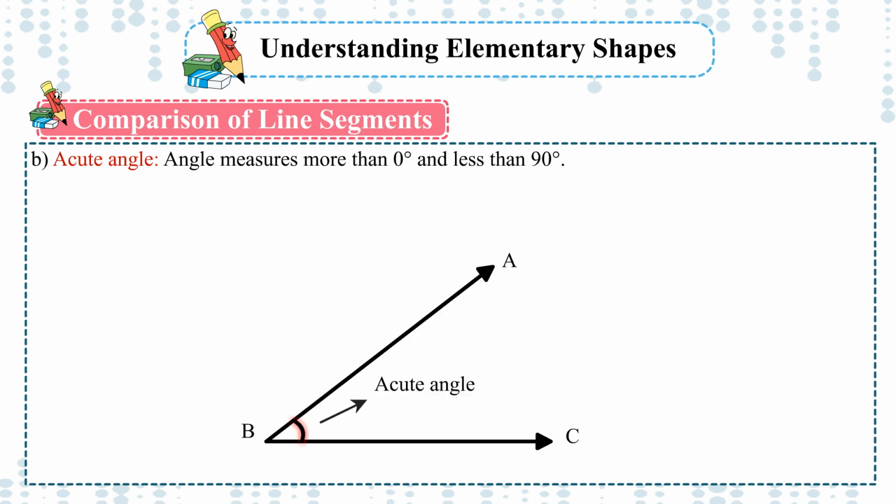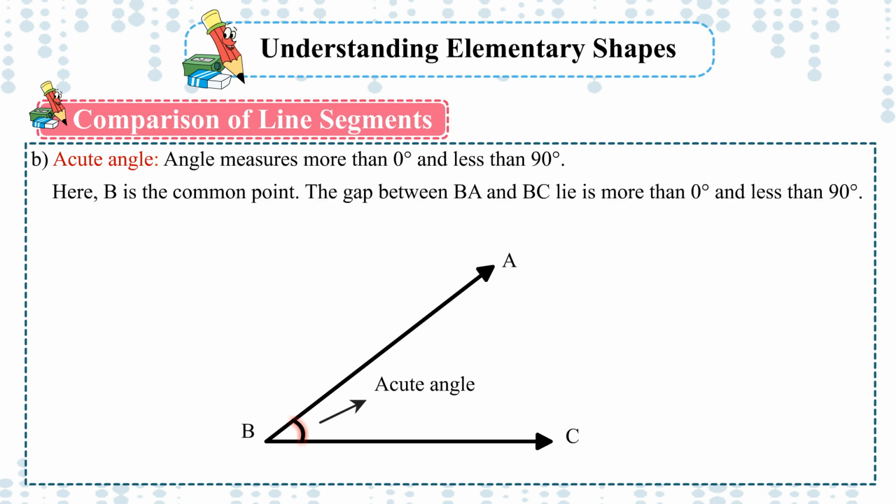B. Acute angle. Angle measures more than 0 degrees and less than 90 degrees. Here, B is the common point. The gap between BA and BC is more than 0 degrees and less than 90 degrees.